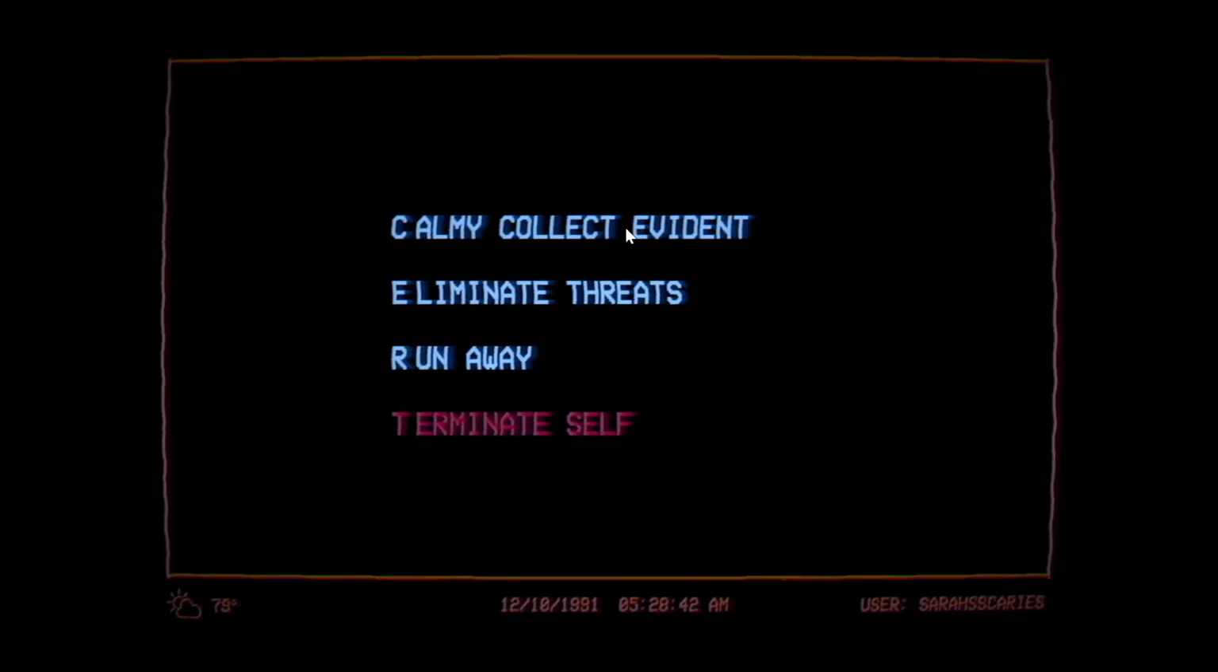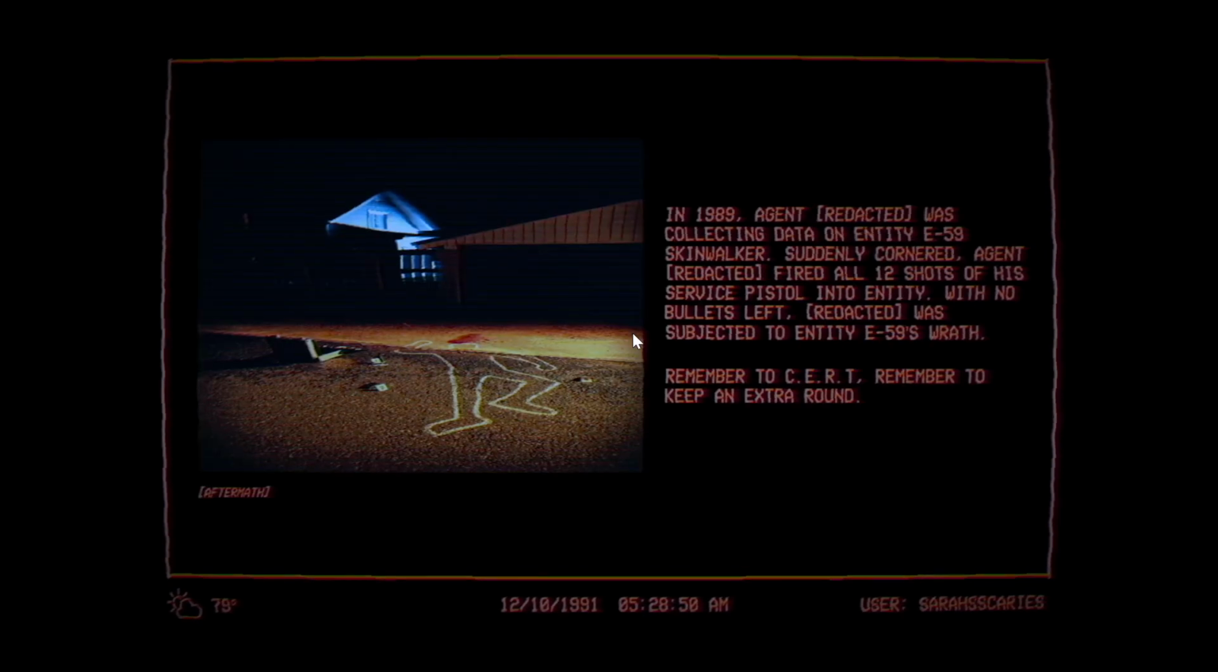Let us look at an example where an agent didn't follow the principles of SEARCH. In 1989, Agent Redacted was collecting data on Entity 59 Skinwalker. Suddenly cornered, Agent Redacted fired all 12 shots of his service pistol into the entity. With no bullets left, Redacted was subjected to Entity 59's retaliation. Remember to search, remember to keep an extra round.